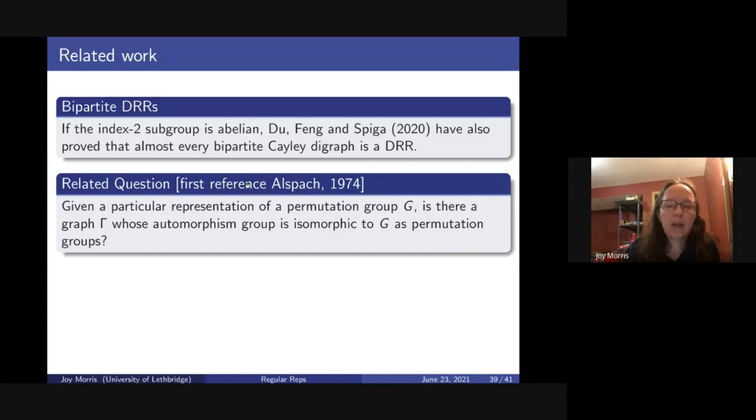Babai in 1974 first published the question that's related to the question I started with. So not just given a particular group, is there a graph whose automorphism group is that group? But if we look at a particular representation of a permutation group, is there a graph whose automorphism group is isomorphic to that group as permutation groups? So really what I've been talking about for most of today is if we're looking at the regular representations of any particular group, can we answer this question?